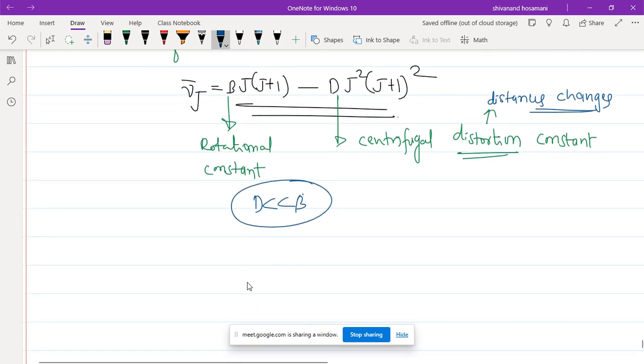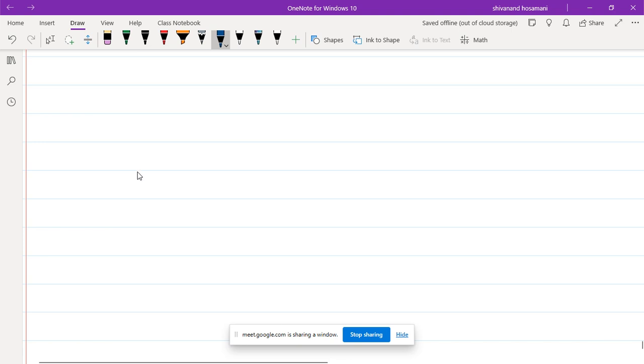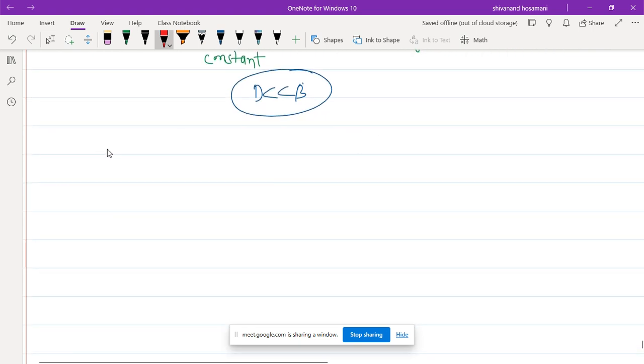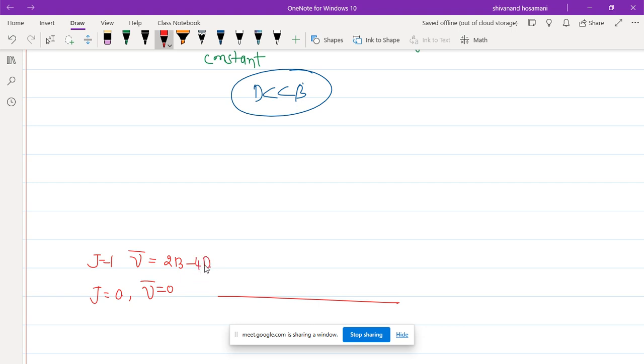Now can you define the energy levels? The energy level is really B into J plus 1. If you put distortion as 0, it automatically becomes a rigid rotator. The extra part that came is J square into J plus 1 whole square. Take J equal to 0: nu bar becomes 0. For J equal to 1, nu bar becomes 2B minus 4D. So that level comes here. I will define this here, one second.